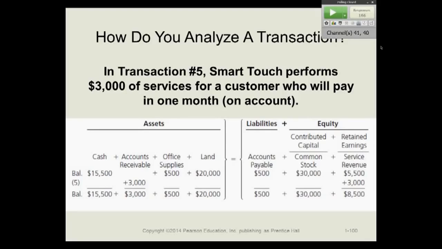You may not think of it as income. I mean, some of us spend our income before we get it, so maybe some of us do think of it as income. But again, if you don't collect it yet, it's still a revenue by definition because you have a claim or an asset.